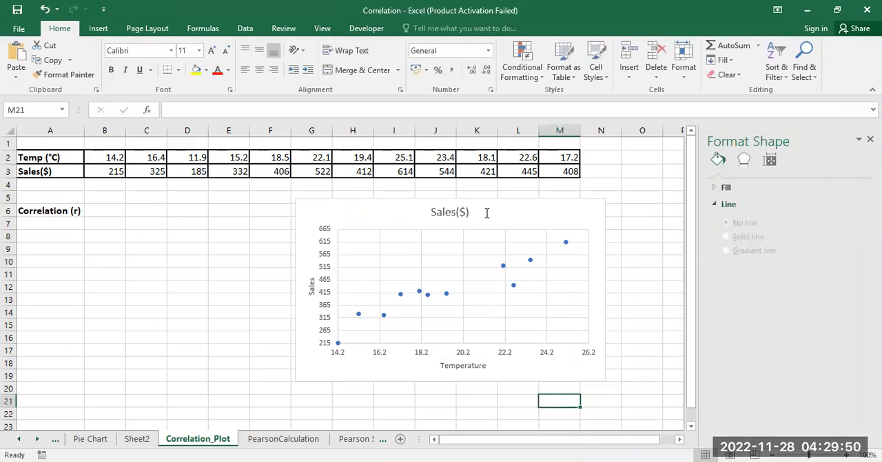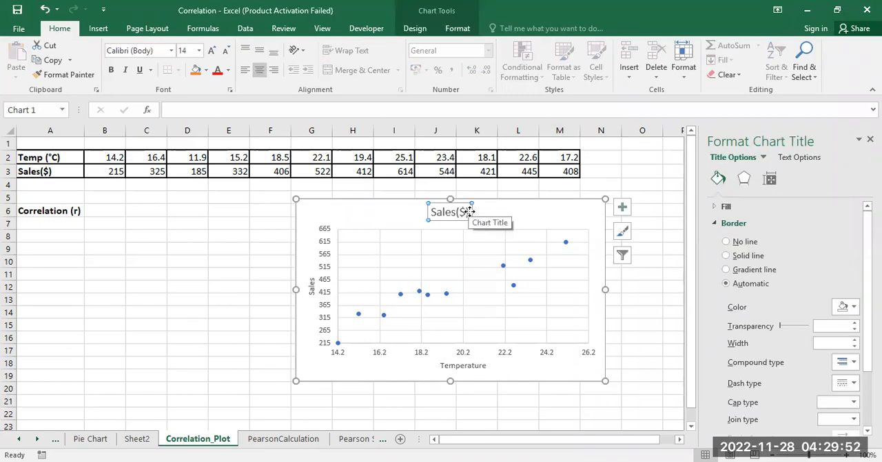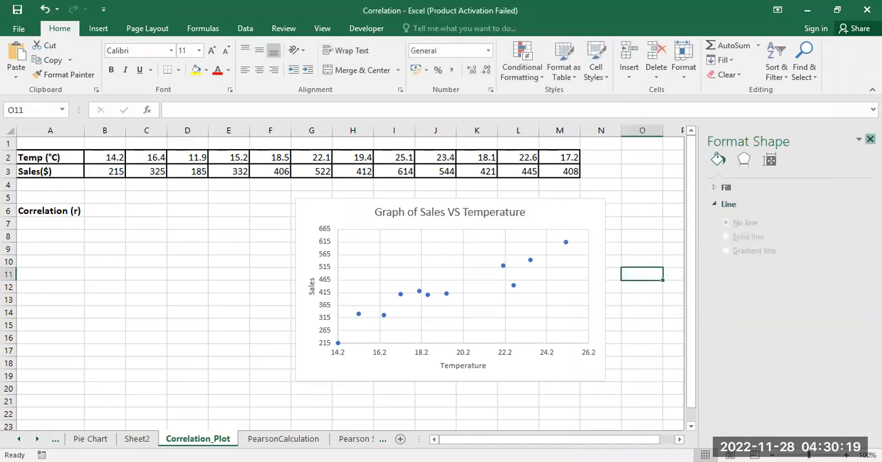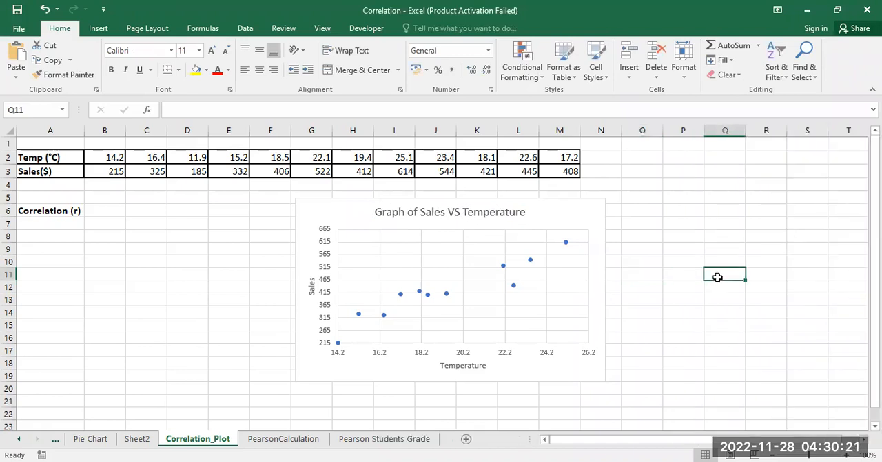Okay, and then under the chart title, I can put a very befitting title if I want. Graph of sales versus temperature. So you can see a scatter plot has been easily inserted for me here.